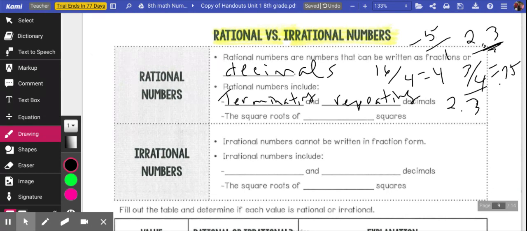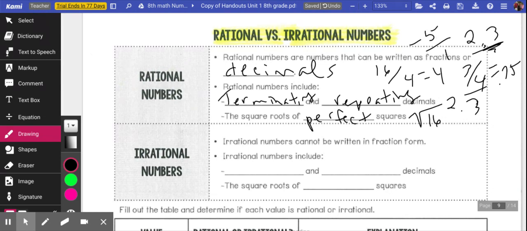So the square roots of perfect squares, and you should know what that means by now, the ones that when you do it, like the square root of 16, end up a whole number. Those are all rational numbers. So the decimal stops or repeats.